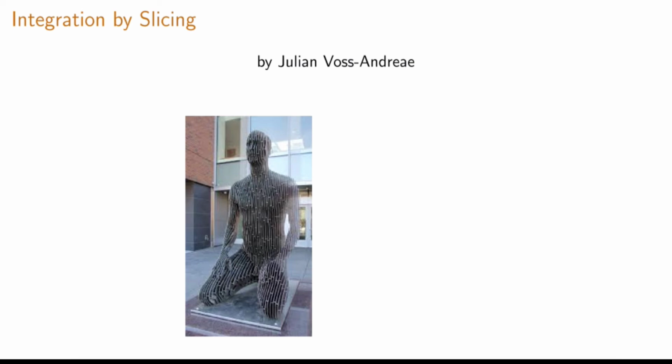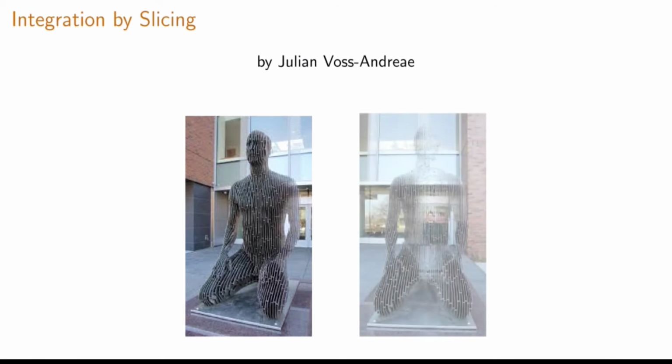Have you ever seen the amazing sculptures of Julien Vos-André? He uses the slicing technique to produce all kinds of sculptures and people. For example, this one, I have seen it at the University of Minnesota campus. And if you move right in front of the sculpture, you can actually see right through.